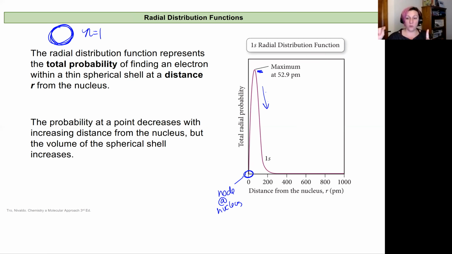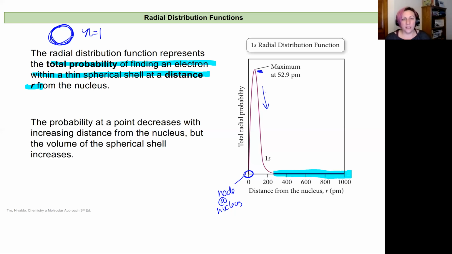And so as you travel away from that nucleus, it'll decrease. And what you're seeing here, that large increase to that maximum at about 52.9 picometers away from the nucleus, is the probability, the total probability is dependent on that thin spherical shell at that distance r. And so when you're slightly further away, that shell has gotten bigger as you get further away because the sphere itself is bigger. So that area is larger. But then that probability decreases the further you get away, that even when multiplied for the volume of a larger sphere, it becomes very small to the point where it's insignificant, right?